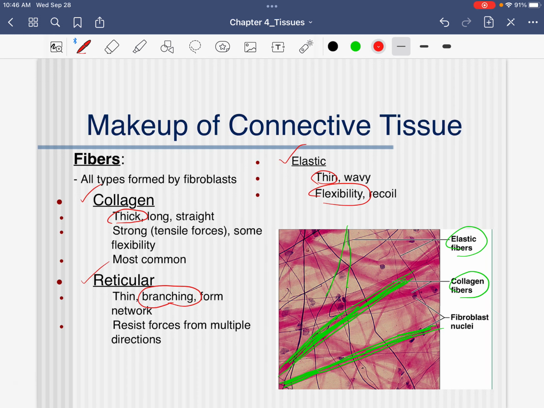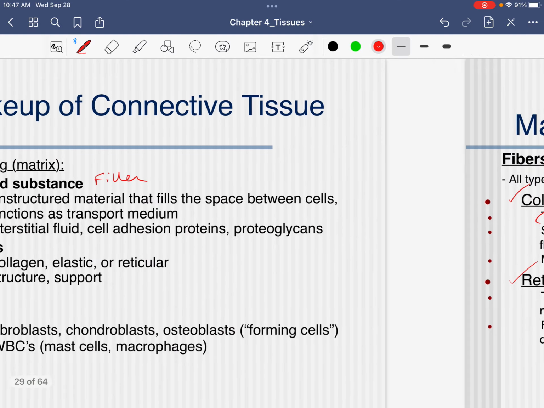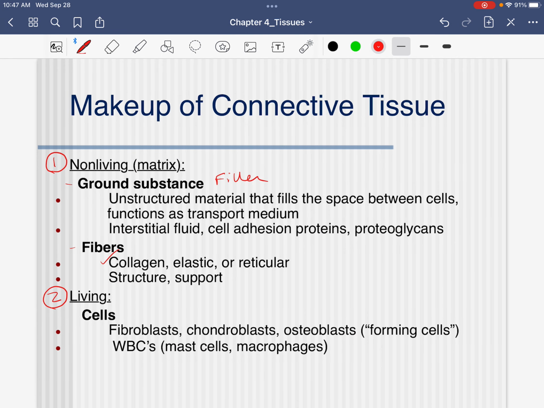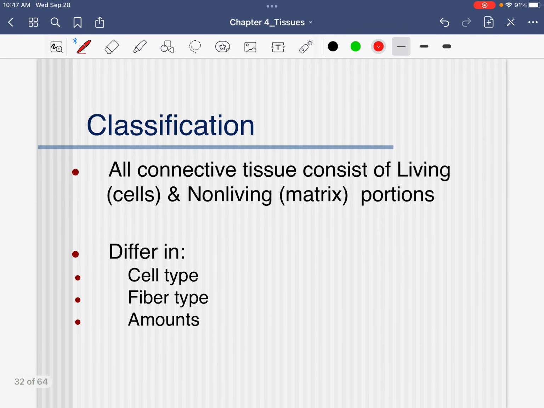Some connective tissues will have multiple types of fibers, some will have none, but make sure you review the possible fiber types. And of course, every connective tissue has some non-living material and some living material. The non-living material can include some combination of filler, ground substance, and fibers. And the living material are the cells. My apologies again. All right. So all connective tissue has some living and some non-living.